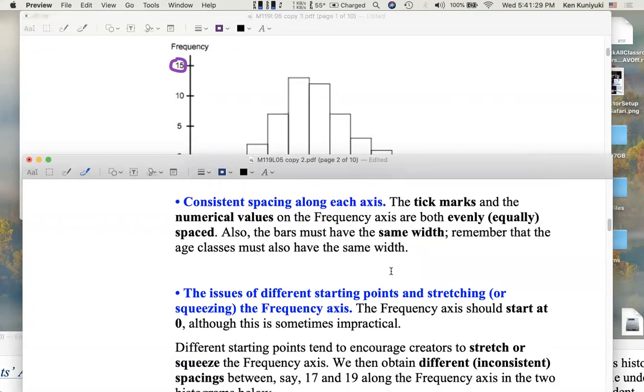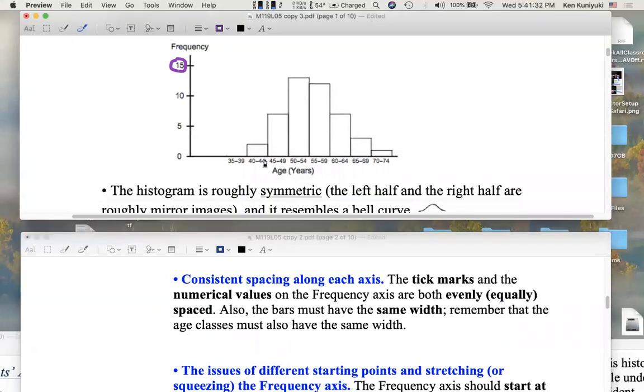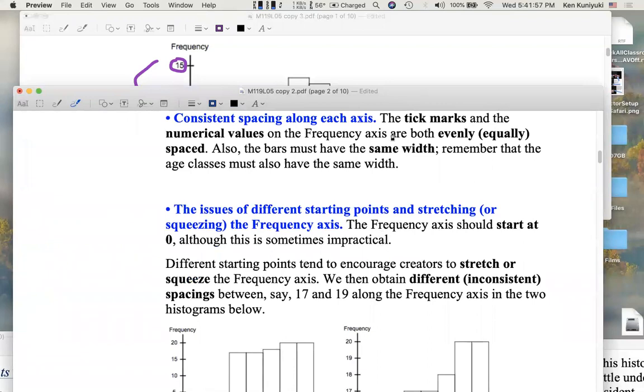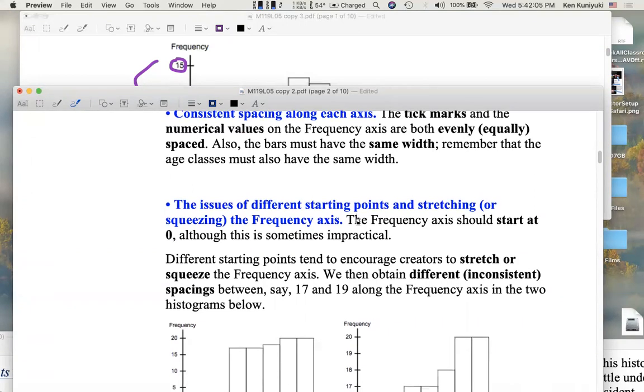We need consistent spacing along each axis. All right. So notice the ages here. The classes had the same widths. So each of these bars have the same widths. Here we're going by 5s. 0 to 5, 5 to 10, 10 to 15. Now you don't have to go by 5s. You can go by 4s or 6s or even 10s. But don't go 5 here, 2 here, 15 there. That's no fair. You need equal spacing, even spacing along the axes. Consistent spacing. The tick marks and the numerical values on the frequency axis have to be evenly or equally spaced, and bars must have the same width.